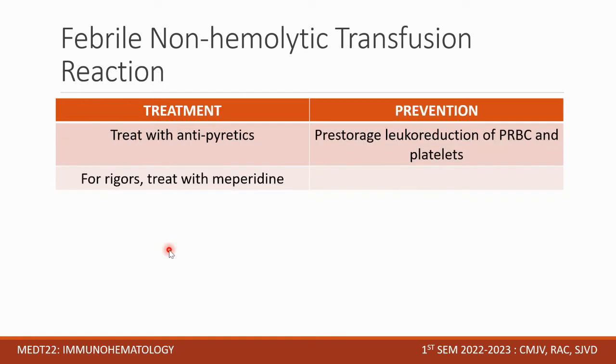So how would we treat? Treat with antipyretics para sa febrile. And then for the rigors naman, treat with meperidine. Okay? So, ang prevention natin, we can use leukoreduced PRBC and platelets.